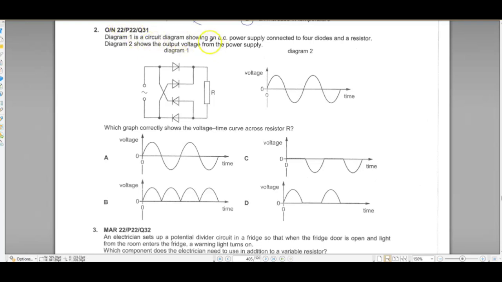Diagram 1 is a circuit diagram showing an AC power supply connected to 4 diodes and a resistor. Diagram 2 shows the output voltage from the power supply. Okay, which graph correctly shows the voltage time curve across the resistor R? Okay, we know that this is the resistance for AC power supply, and the diodes allow current to move in one direction only, so they actually rectify the AC current.